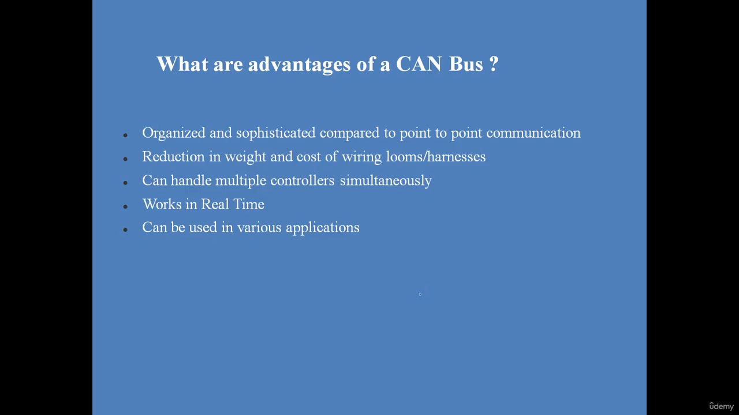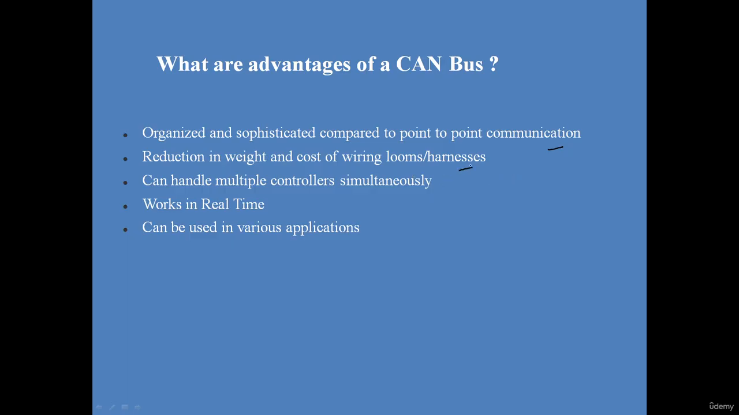So what are the advantages of a CAN bus? So far you can also list down certain advantages. So first one is that it is organized and more sophisticated compared to point-to-point communication. As we had seen in point-to-point communication, we need a lot of wires, cables, harness, and it leads to being bulky. But CAN is more organized and more sophisticated.